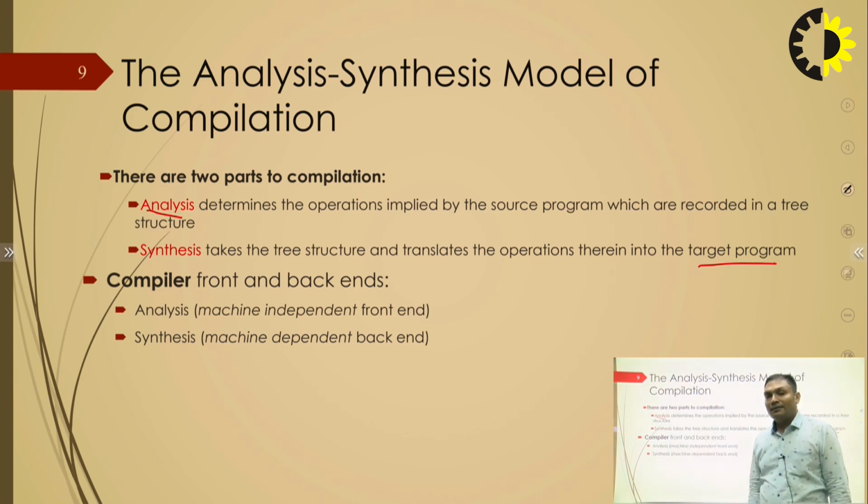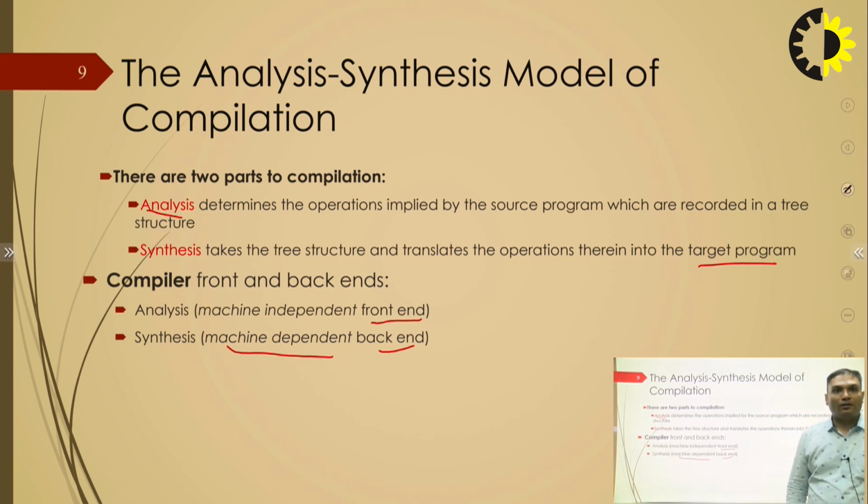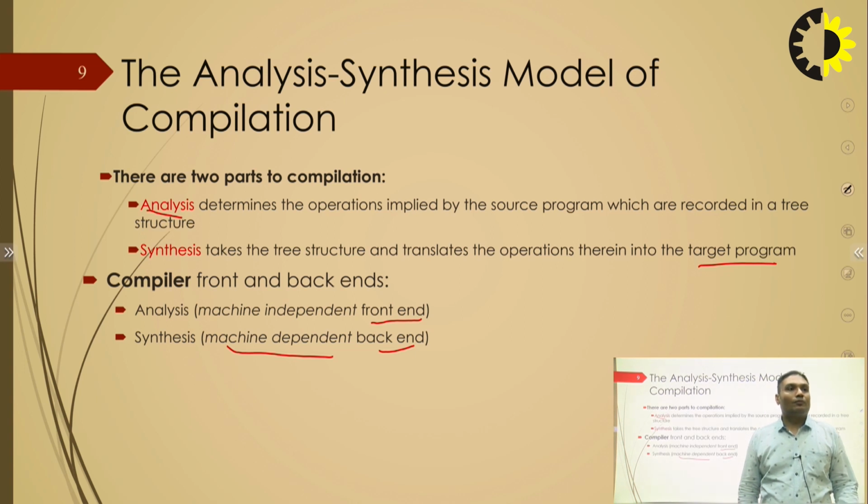These 2 parts, analysis and synthesis, are also called the front end and back end of the compiler. So we can say that analysis is the machine independent front end of the compiler, and the synthesis part is the machine dependent back end part of the compiler. The analysis model says that the different phases of the compiler are grouped into two parts, analysis and synthesis. Analysis is called the front end and synthesis is called the back end.